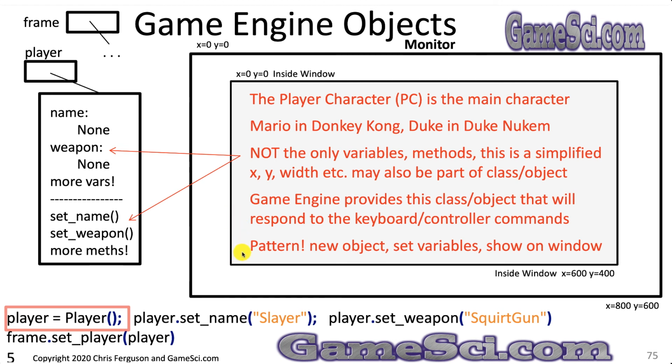There's a pattern developing here. Do you see it? We create a new object, we set the variables, and then we show it on the window. Look for that when we create this player. player equals new Player. Take the class Player and build an object out of it. And what we're going to be doing is calling these methods to set these variables.